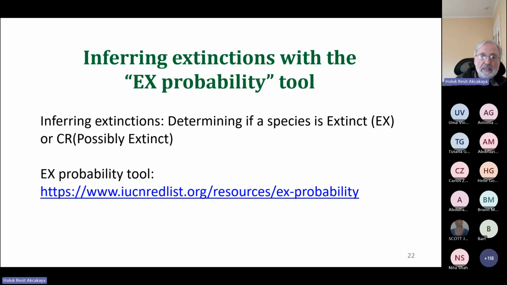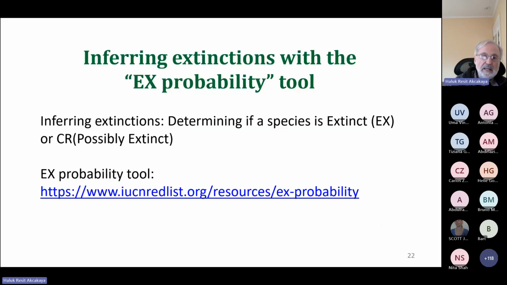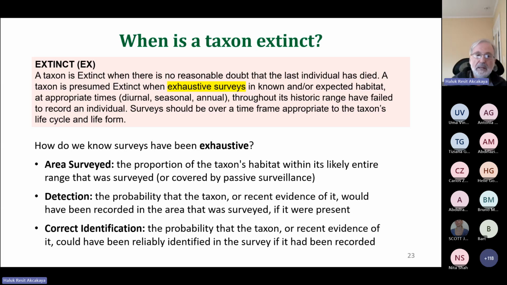So this tool basically consists of a spreadsheet and an R script, and I'll come back to them. But first, let's review what information is necessary. This is the definition of extinct based on IUCN Red List categories. A taxon is extinct when there is no reasonable doubt that the last individual died.